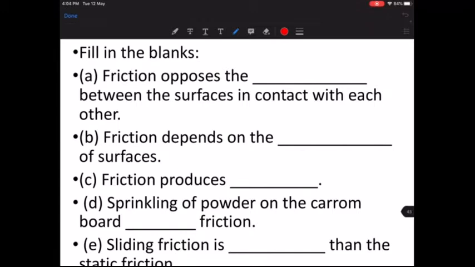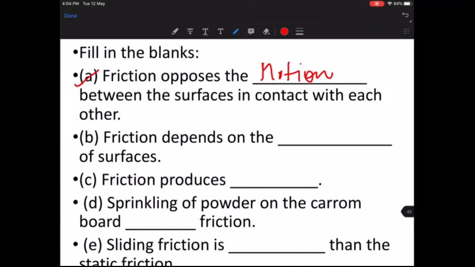Friction opposes the dash between the surfaces in contact with each other. What is that which friction opposes? Friction is opposite to what? Friction is opposite to the motion. It always acts opposite to the motion. So friction opposes, here it is motion. Friction opposes the motion between the surfaces in contact with each other.